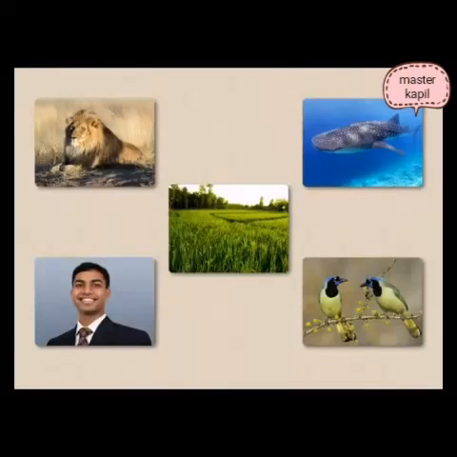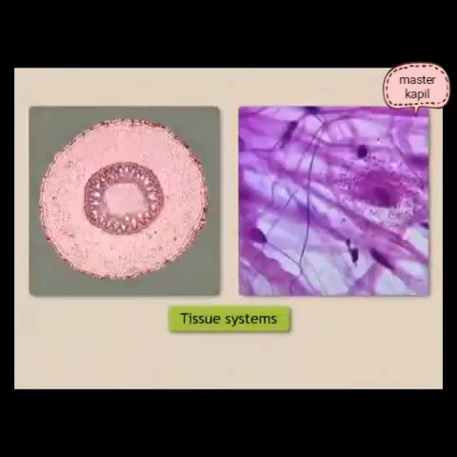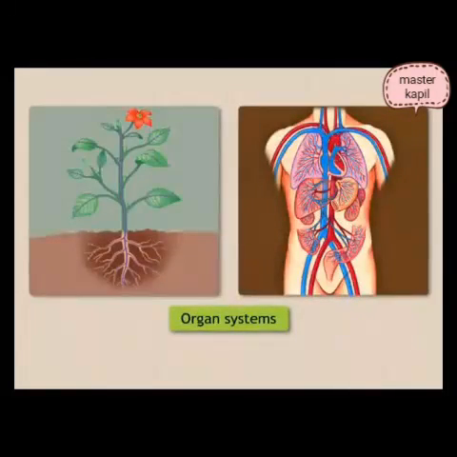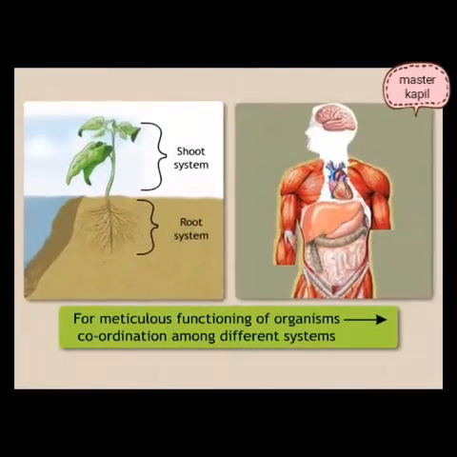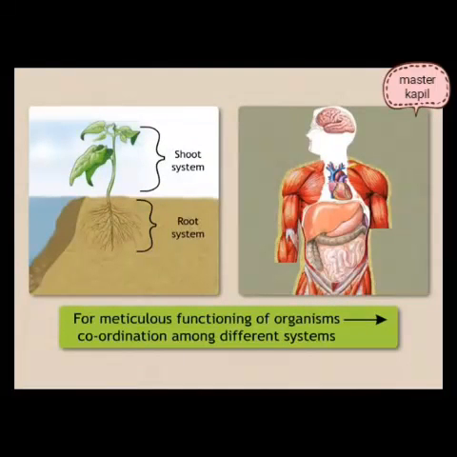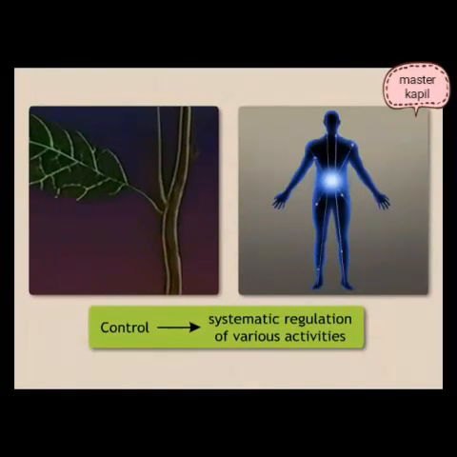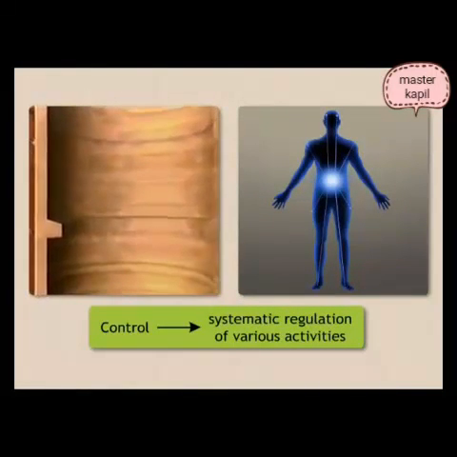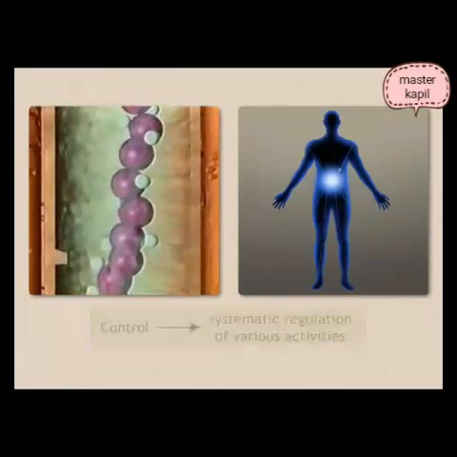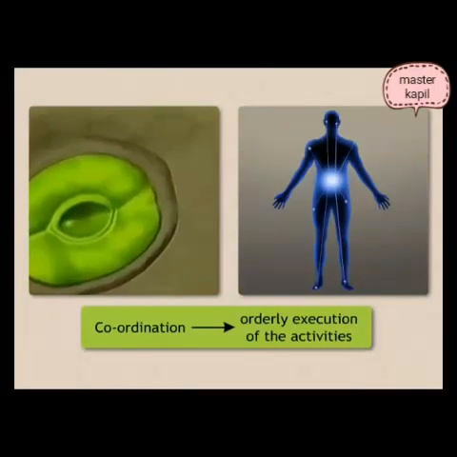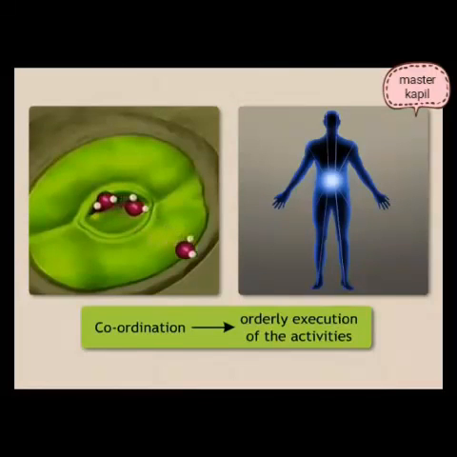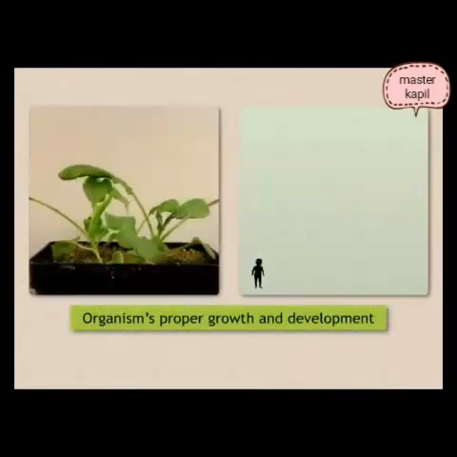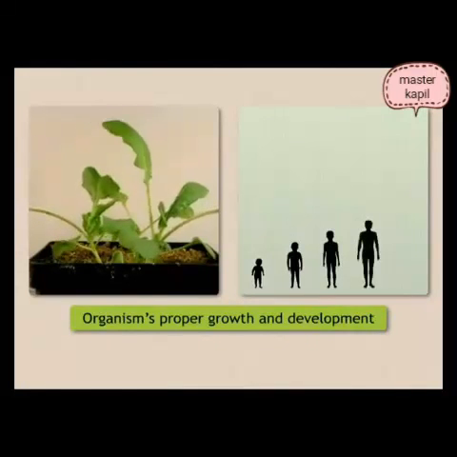In any multicellular organism, there are various tissue systems and organ systems. For meticulous functioning of organisms, there has to be a perfect coordination among different systems or organs and various stimuli from their surroundings. Thus, we can infer that control refers to the systematic regulation of various activities, and coordination means the orderly execution of the activities. This attributes to an organism's proper growth and development.